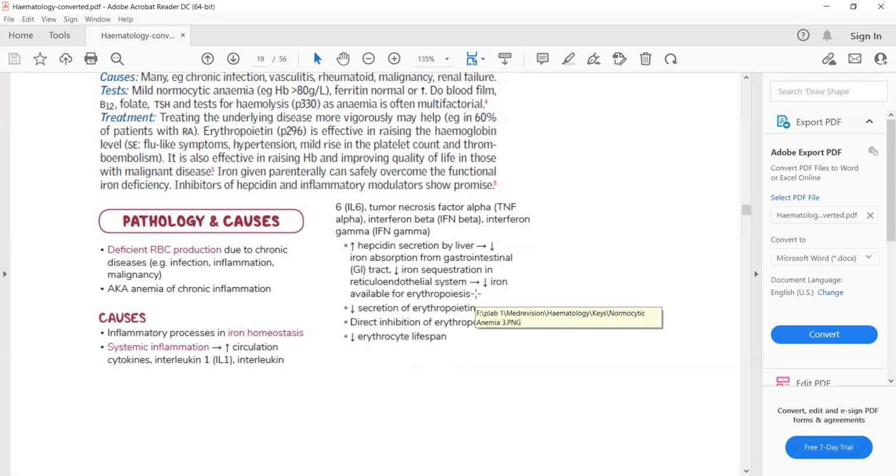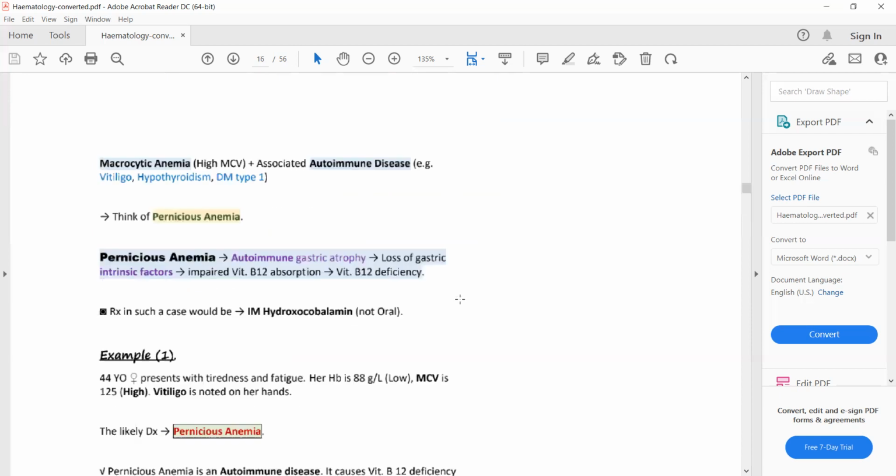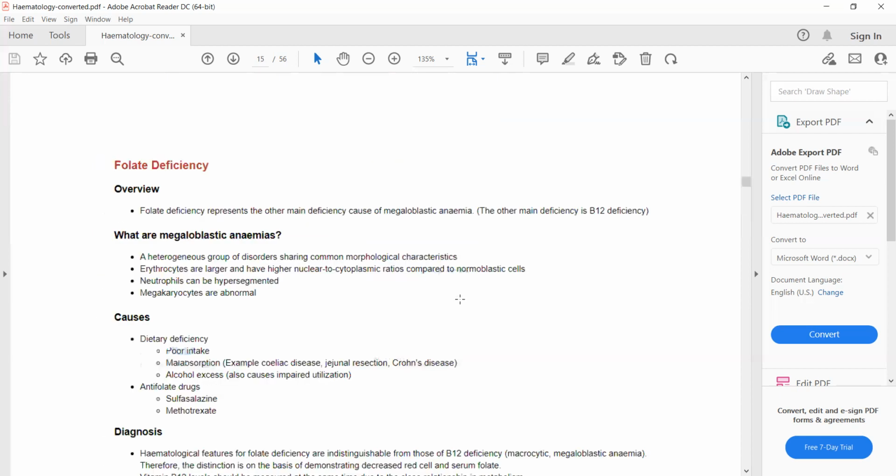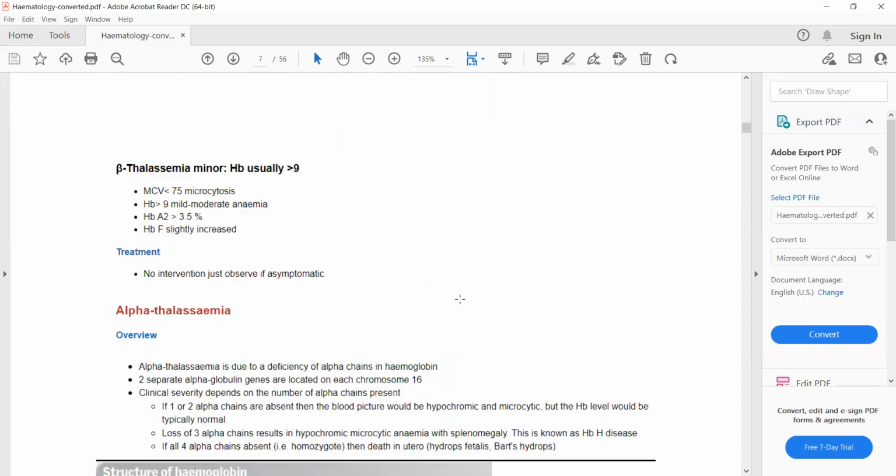In chronic diseases, basically the body stores the iron, so it becomes unavailable for erythropoiesis. Because the body stores the iron, ferritin will be increased in anemia of chronic disease. Is that right, everyone?